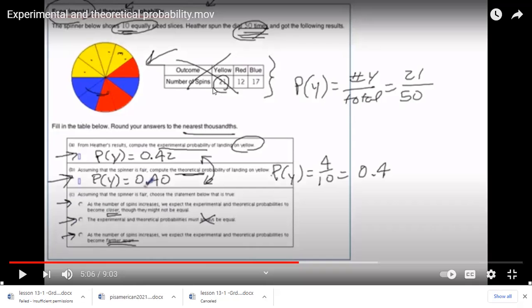Let's stop this part now. Do you understand the difference between theoretical and experimental probability? Are they always the same, yes or no? No, they are not the same. But with more experiments, the experimental probability will be closer to the theoretical probability.